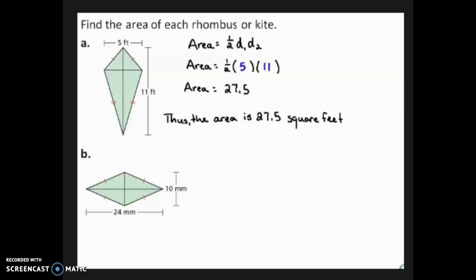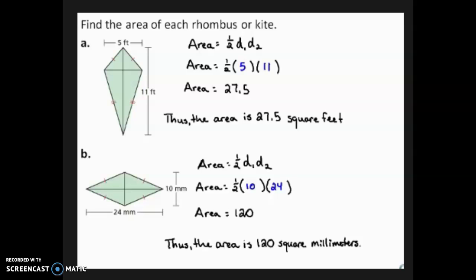Part B. Again, the equation to find the area of a rhombus or a kite is area equals 1/2 times d1 times d2, where d1 and d2 are the lengths of the diagonals. So substituting in the given information gives area equals 1/2 times 10 times 24. Simplifying gives that the area equals 120. Thus the area is 120 square millimeters.